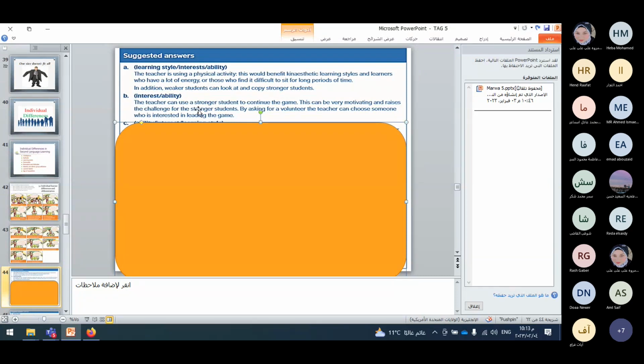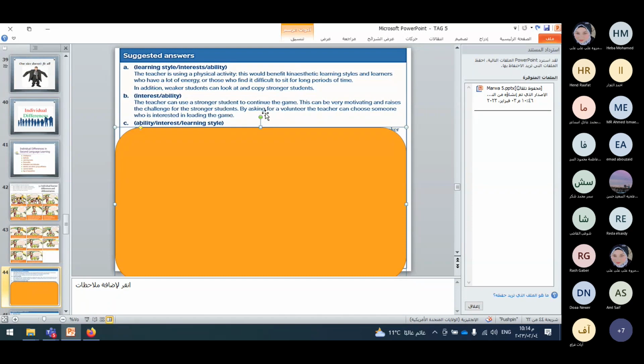I'll read it here. The answer: the teacher can use a stronger student to continue the game. This can be very motivating and raises the challenge for the stronger students. So stronger students means high level learners. Okay, so this has to do with the ability, by the way.